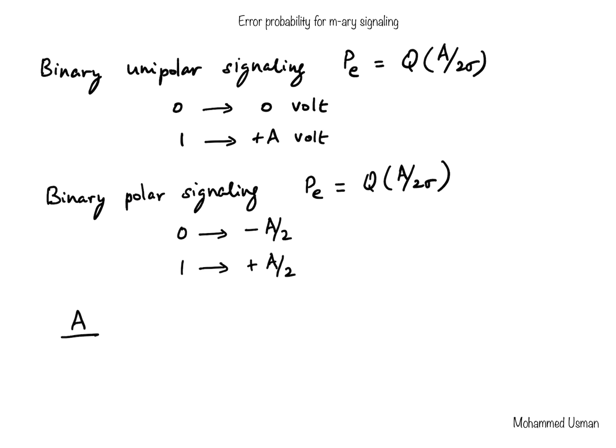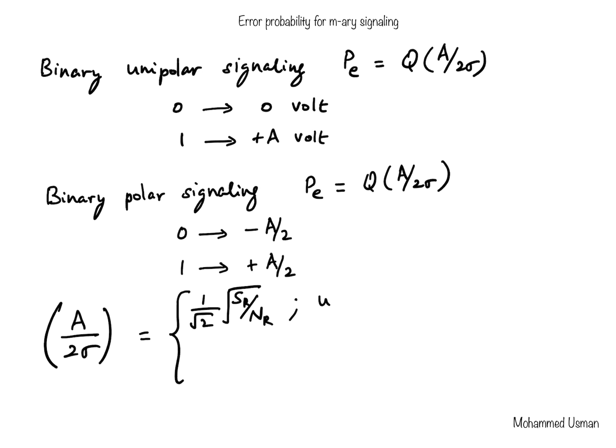We evaluated A by 2 sigma, and for the unipolar case we got it as 1 by root 2 times the square root of the signal to noise ratio, which is SR by NR. And then in the polar case, we got it simply as the square root of the signal to noise ratio, SR by NR, for the binary polar signaling case.